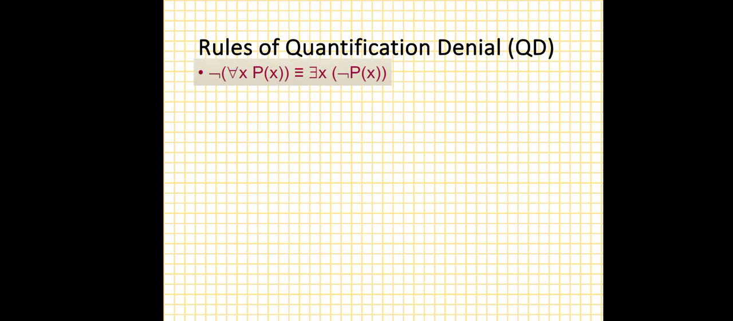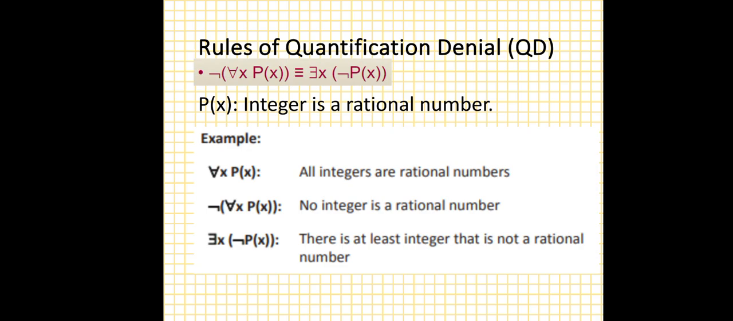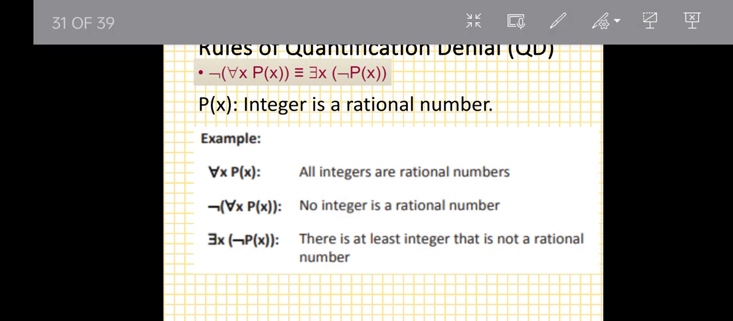Bakit siya equivalent sa there exists and the negation ng ating p of x? So, for example, we have here our statement or our p of x. Integer is a rational number. And making that into a universal quantifier, we could have, for all x p of x, so we have all integers. All integers are rational. And negating this one, so take note, meron tayong all dyan, so under siya sa universal quantification. And negating this one is, we have this one, no integer is a rational number.